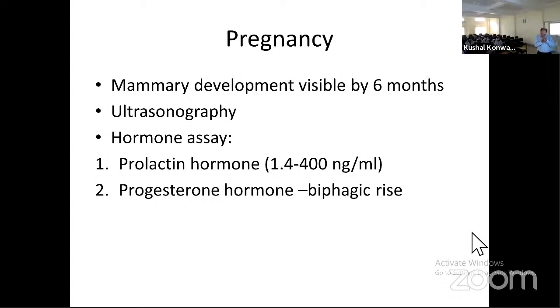You know, they have a pair of mammary glands which are located in the pectoral region. Then there is ultrasonography. For ultrasonography, you need a probe extender actually, because the probe has to go per rectally, and only then you can find the location of the fetus. And then hormone assay, and as I have said, prolactin hormone is the more important marker of pregnancy rather than progesterone hormone, because progesterone has a biphasic rise. Next.